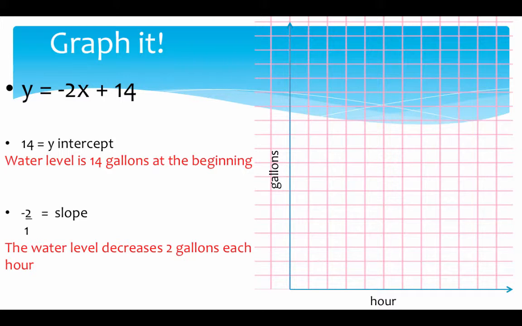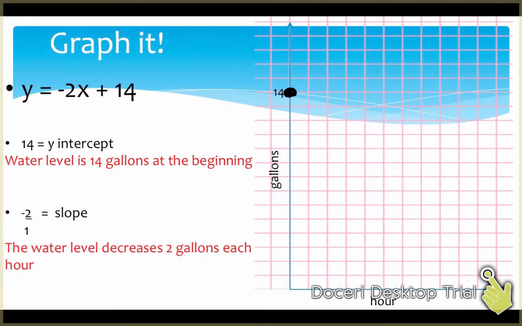We see that 14 is the y-intercept, so our first ordered pair, or our first point, will be placed at 14. We also see that the slope is negative 2 over 1, which means to go down 2 units and over 1 unit. What this means is that in hour 1, the water in the tank will have decreased 2 gallons. We will continue to decrease the water in the tank 2 gallons every 1 hour.